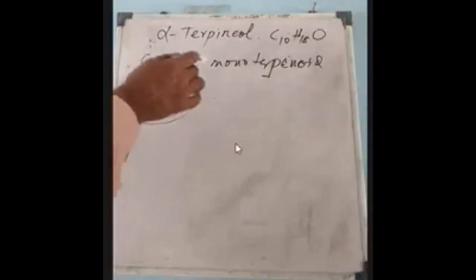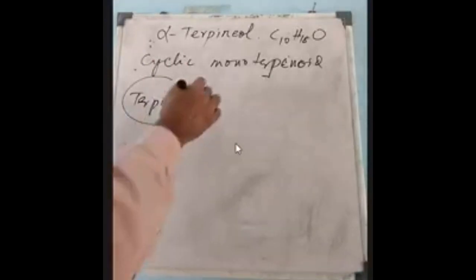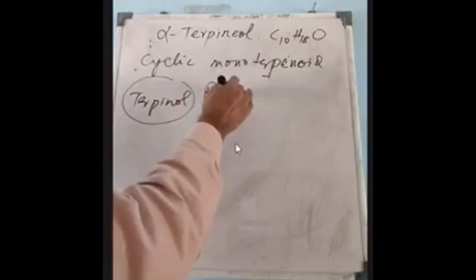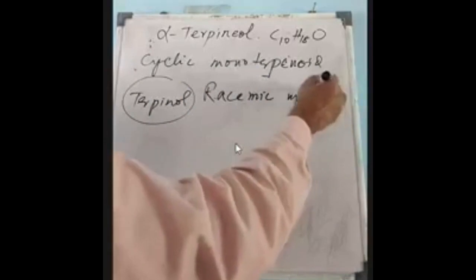So now it is a monoterpenoid, a cyclic monoterpenoid. Naturally, it is present in a racemic mixture, which is also known as racemic modification. Some books write racemic modification, some write racemic mixture; they are one and the same.